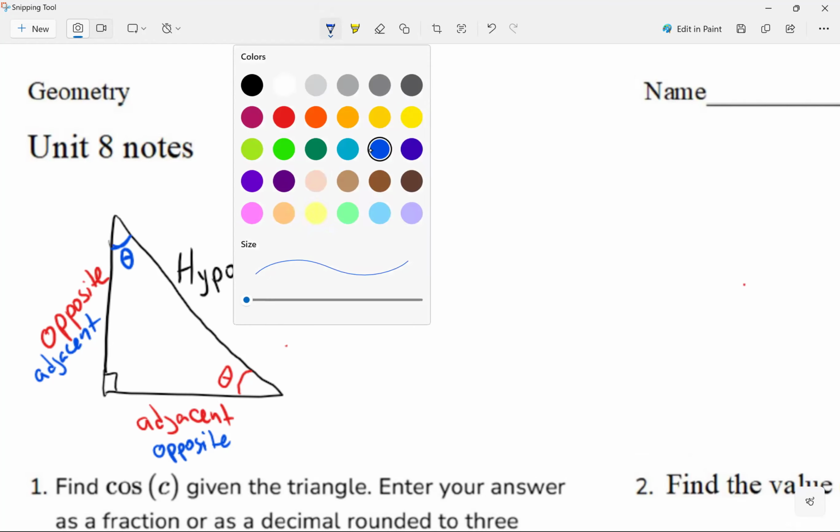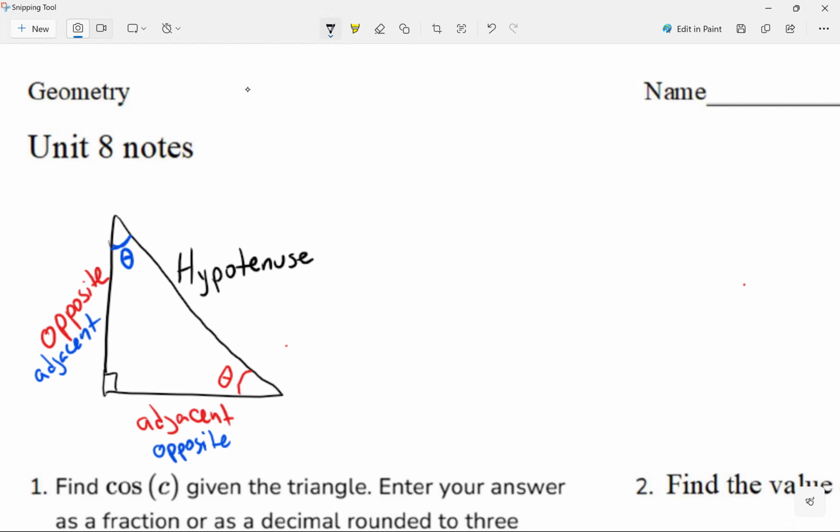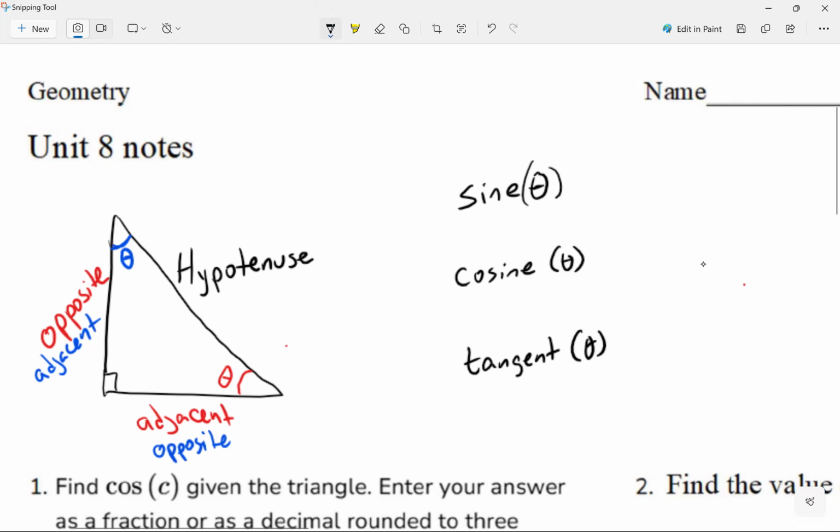We're going to learn three different fractions. We call them ratios, right? The fancy word for fraction is ratio. We're going to learn three ratios. One of them is going to be called sine of theta. The other one is going to be called cosine of theta. And the third one is going to be called tangent of theta. Those are going to be our three fractions.